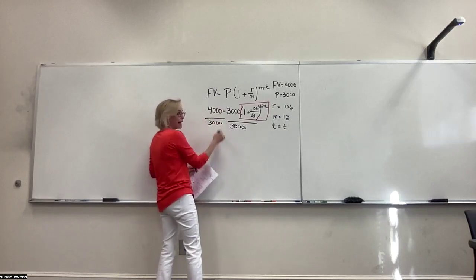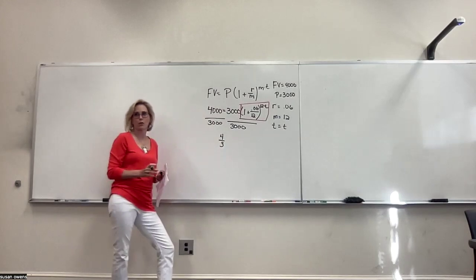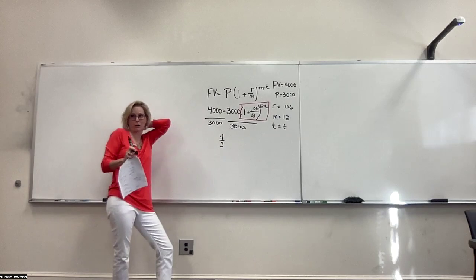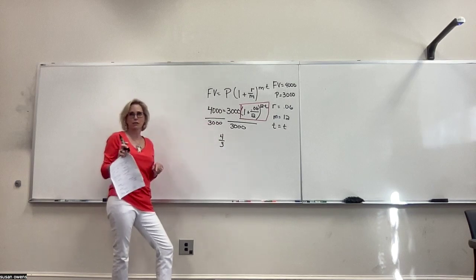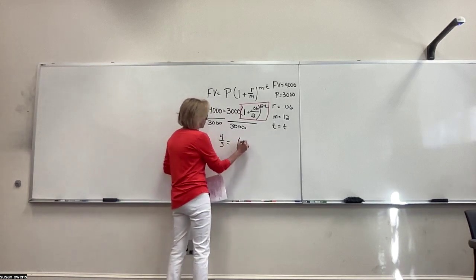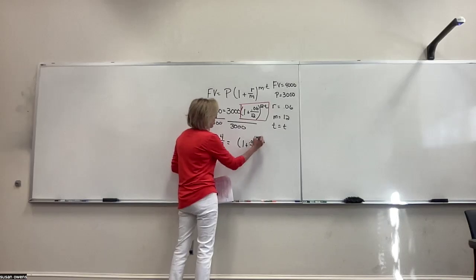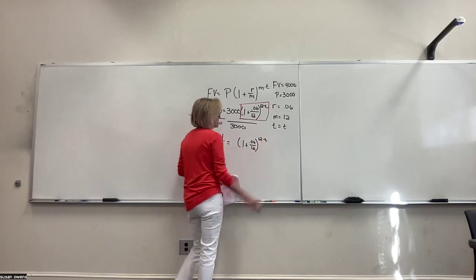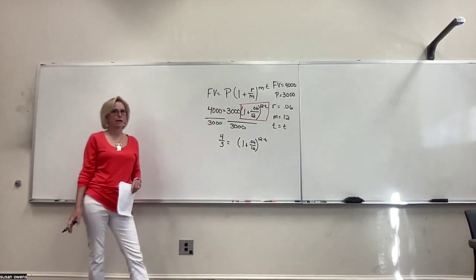I'm just going to leave that as a fraction because it is a repeated decimal. So I'm just going to reduce it to 4/3 and leave it as a fraction. If it gave me a decimal that terminated, I would use the whole decimal. But since it's a decimal that repeats, I know how fast the answers can change, so I'm going to leave it in the fraction. So I've got 4/3 is equal to 1 plus 0.06 divided by 12, to the 12 times t. Okay, what should we do next?